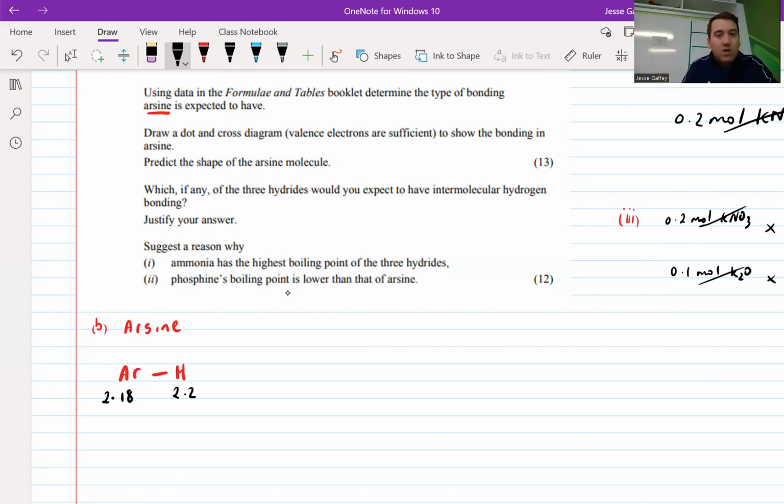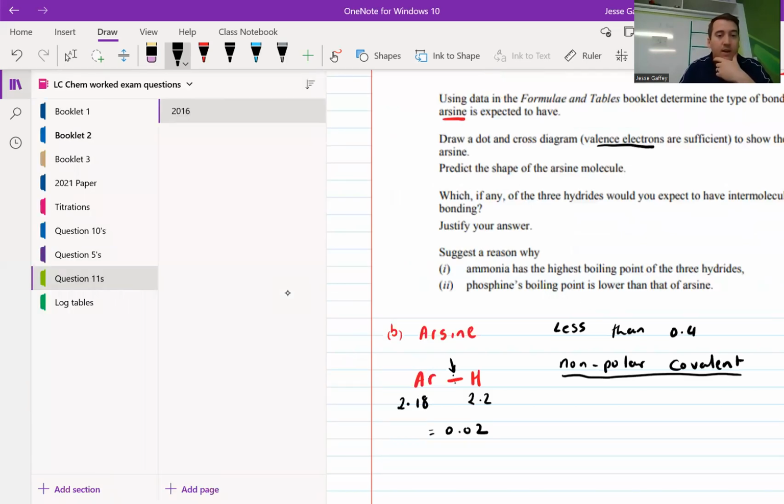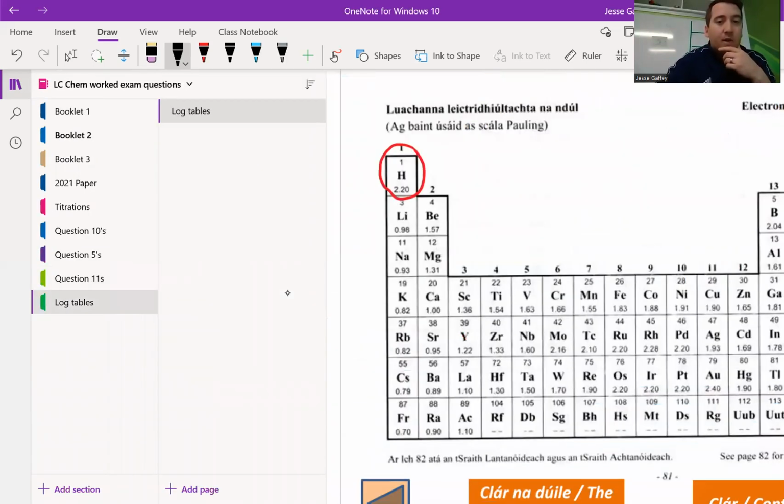Now what it says is draw a dot and cross diagram using the valence electrons. So it's a covalent dot and cross diagram to show the bonding in arsine. Predict the shape of the arsine molecule. So predict the shape and draw the correct diagram. I'll put back up the periodic table again for you so you can see what group arsenic is in. I'm just going to put up your standard periodic table this time. You want to see what group arsenic is in and hydrogen is in.